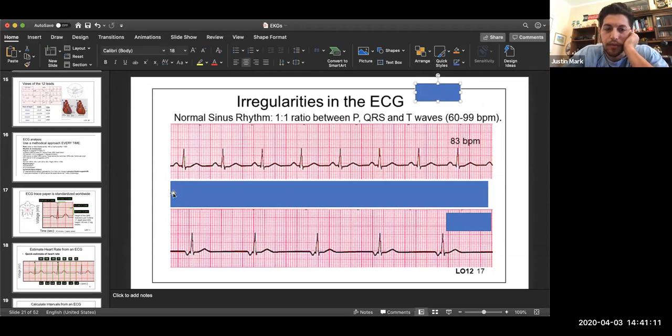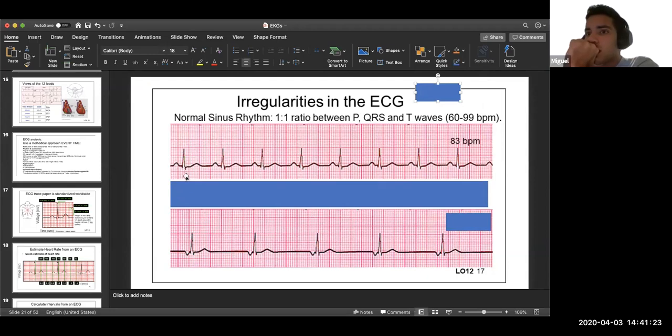Okay. The rate is normal. Now, I know it says normal sinus rhythm right here, 1-to-1 ratio. I probably should have blocked that out. But do we have P waves? Yes, sir. We do, right?